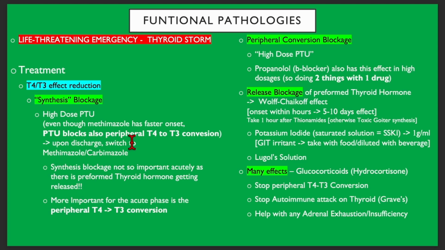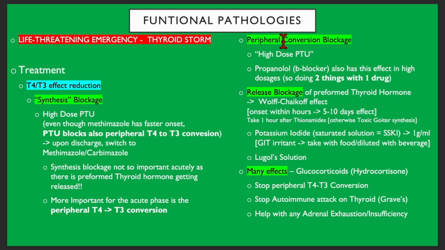But before you discharge them from the ICU, you need to remove the PTU because we know it's hepatotoxic and give the thionamide, so methimazole or carbimazole. But at this phase of thyroid storm, start with the PTU. So that's another indication of PTU. We said first trimester pregnancy and also thyroid storm.